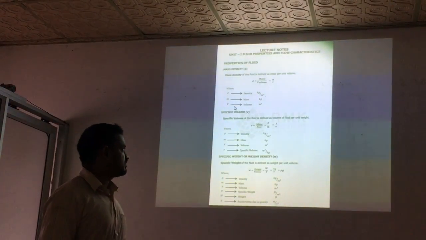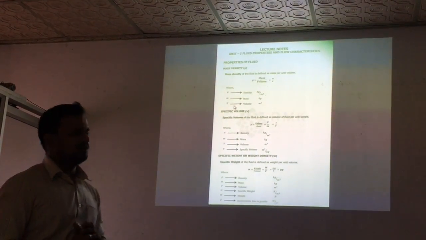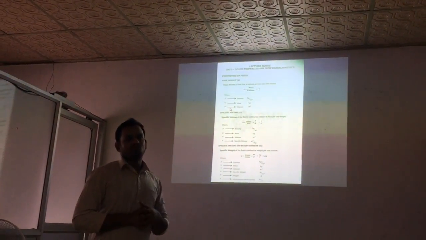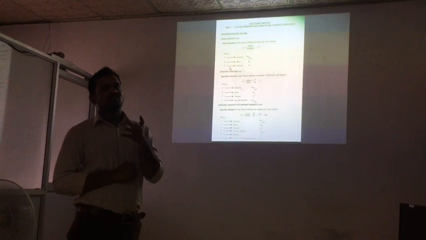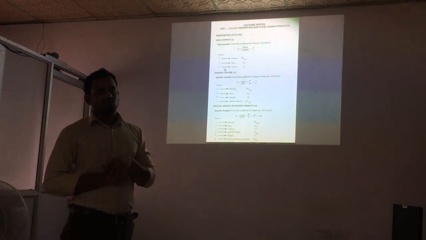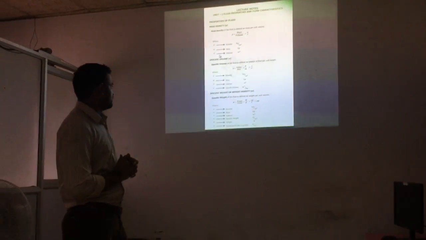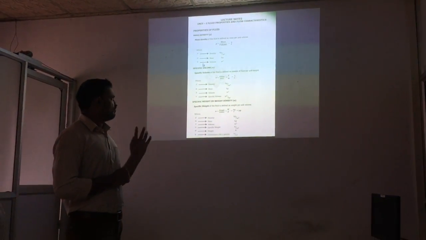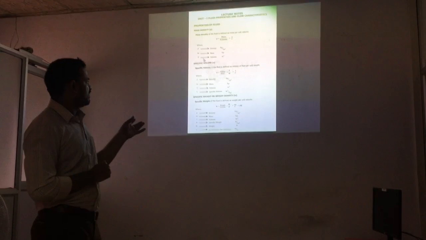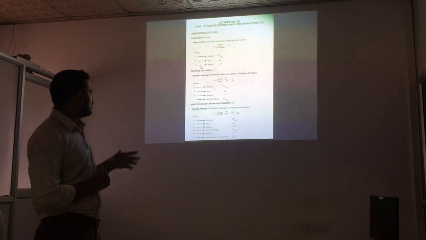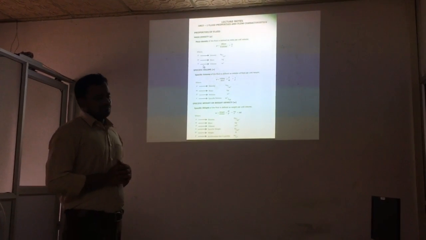The third one is specific weight, or weight density. It is defined as weight per volume. Weight is defined as mass into acceleration due to gravity. So specific weight W equals M into G divided by volume. Finally, specific weight W equals rho into G. The unit is Newton.